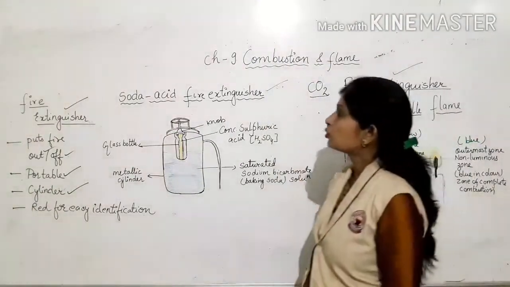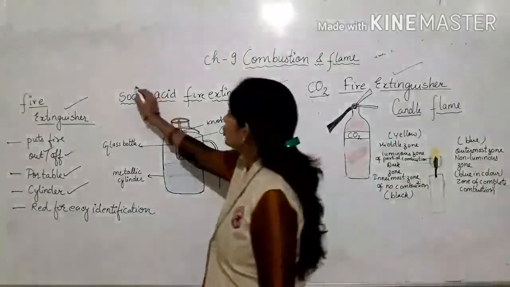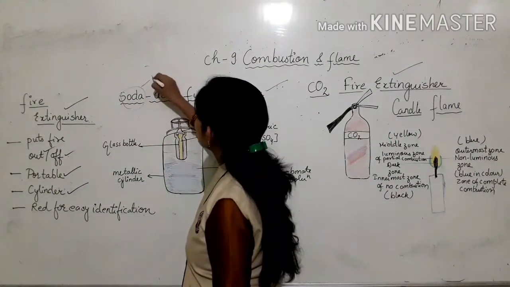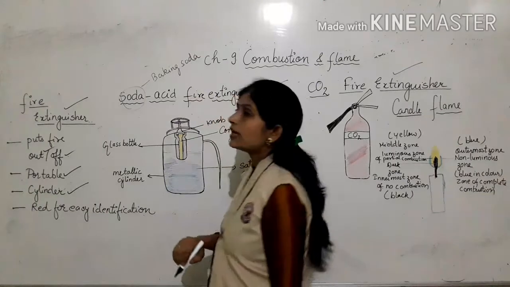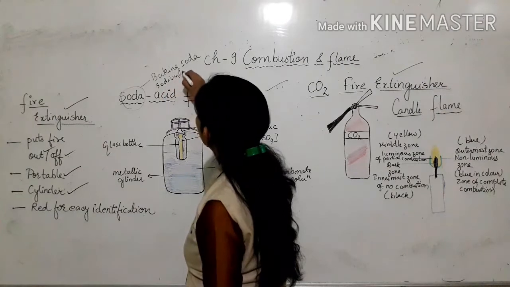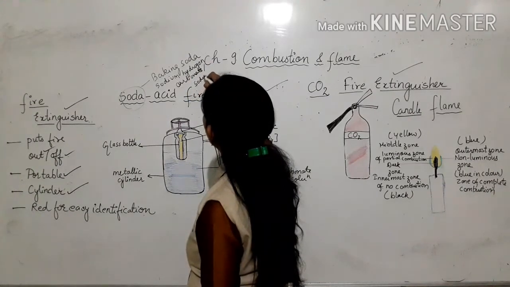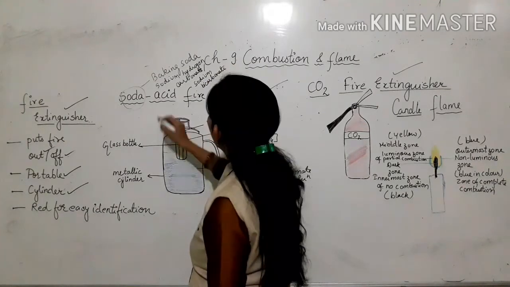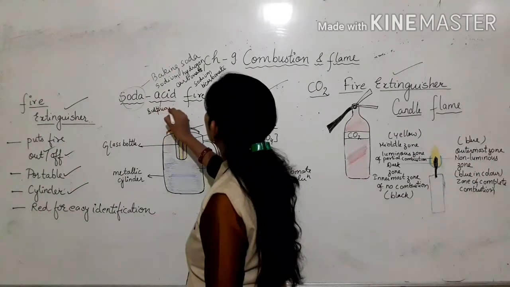Now what do you mean by soda acid fire extinguisher? Why is it called so? See, soda. Here soda stands for baking soda. Baking soda is the common name. Its chemical name is sodium hydrogen carbonate or sodium bicarbonate, and acid stands for sulfuric acid.